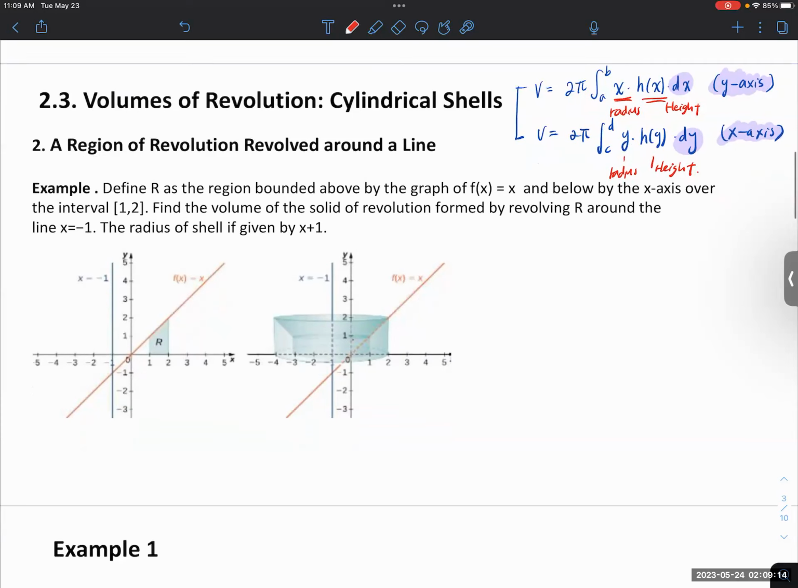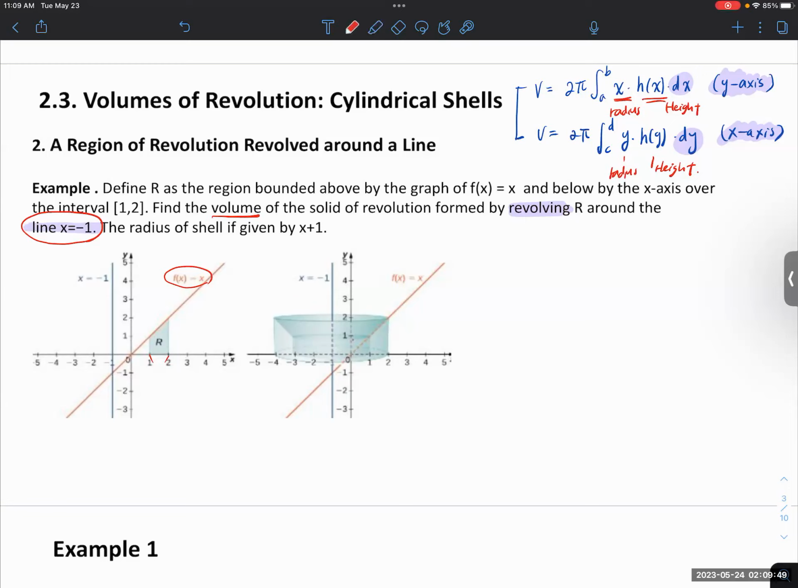In this example, I have a region under the curve y equals x, above the x-axis, from 1 to 2. We are going to find the volume of this solid shape when it is rotated about x equals -1. So hold on, we are going to revolve this function about x equals -1.